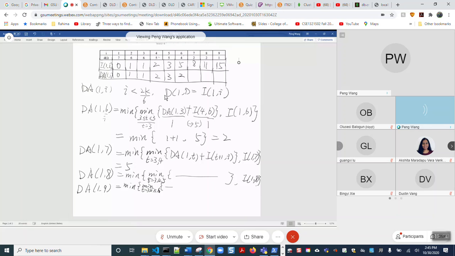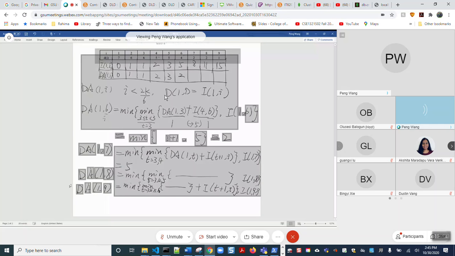And here is dA1t plus I t plus 1 I and I 1 9. Okay, looks like it's not enough. We need to.